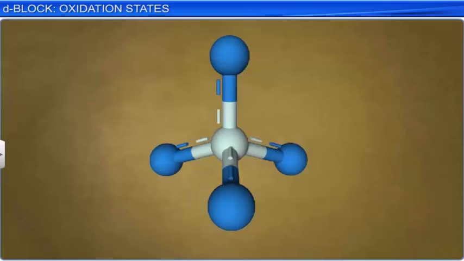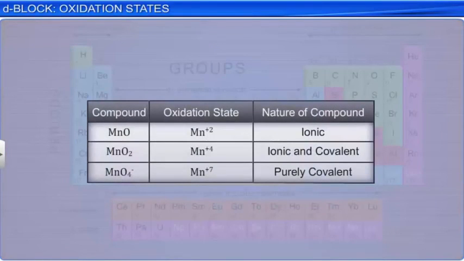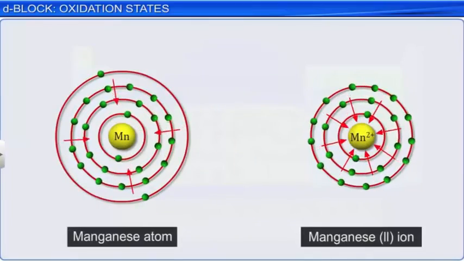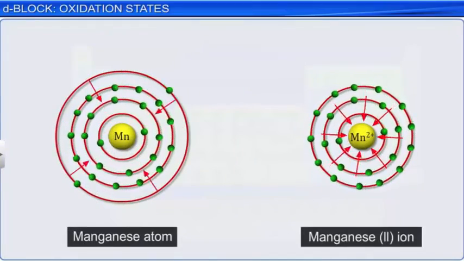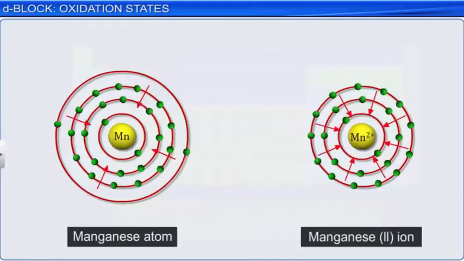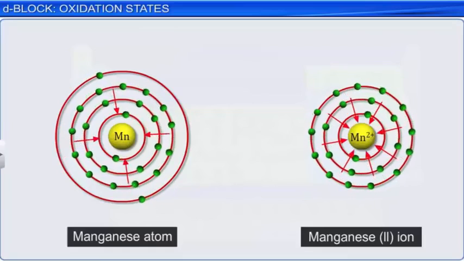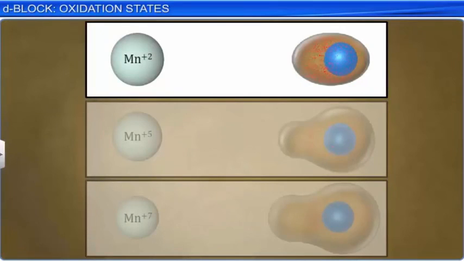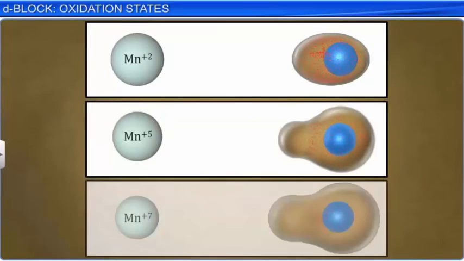For example, manganese(II) oxide is ionic. Manganese(IV) oxide is intermediate between ionic and covalent. And manganese(VII) oxide is purely covalent. As the oxidation state of the transition metal increases, the charge density on the metal also increases. This results in an increase in the polarization of the anion charge cloud by the metal, and hence, the covalent character increases.